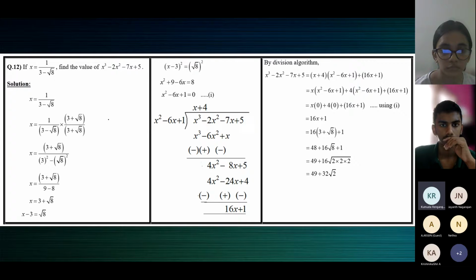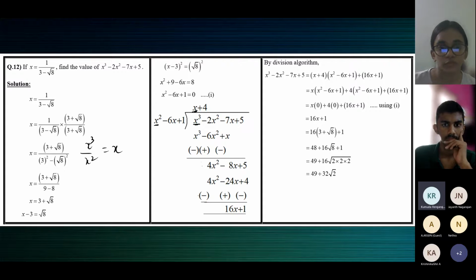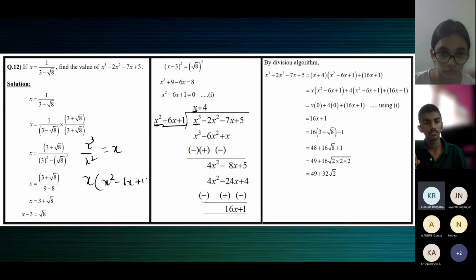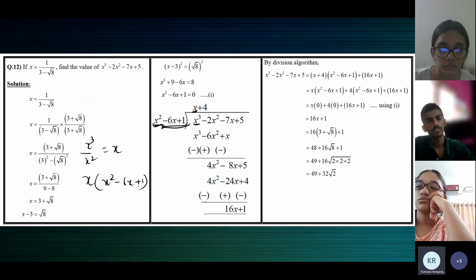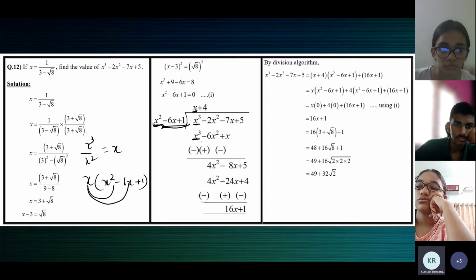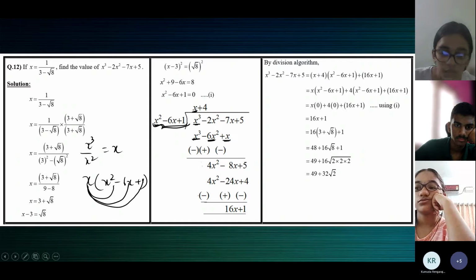That's how we identify the first term. X cube divided by x square is x. That's the first term in the quotient. Now you should multiply all these terms with x. It's like you're multiplying x square minus 6x plus 1 with x. So x into x square is x cube. X into minus 6x is minus 6x square. X into plus 1 is plus x. Yes, ma'am, I get it.